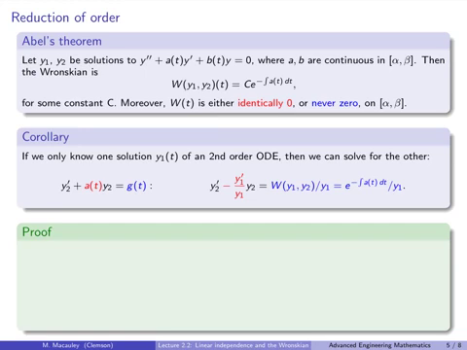Let's prove this. And once again, I'm saying proof when I really mean just verify. So the Wronskian is this determinant, which is y1 and y1 prime in the first column, and y2 and y2 prime in the second column. And that's y1 times y2 prime minus y1 prime times y2. And I'm going to say this is equal to w, just to call it something.